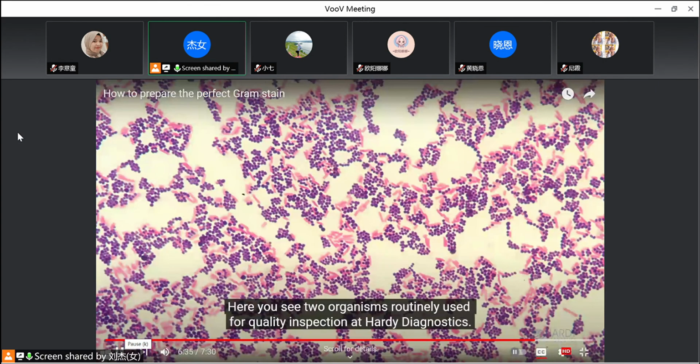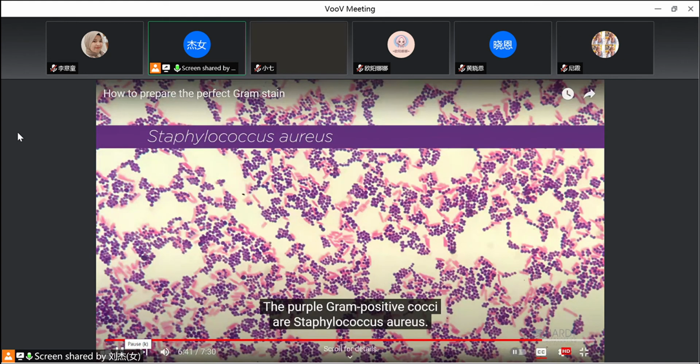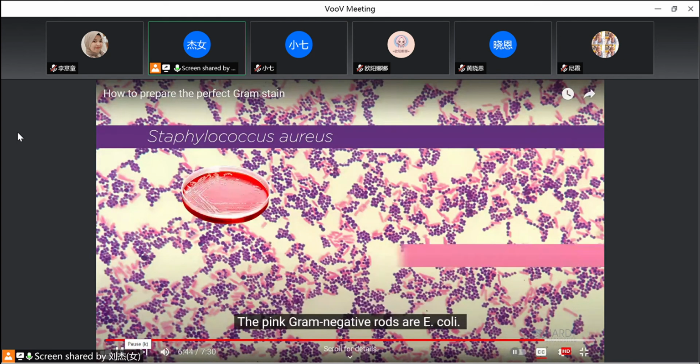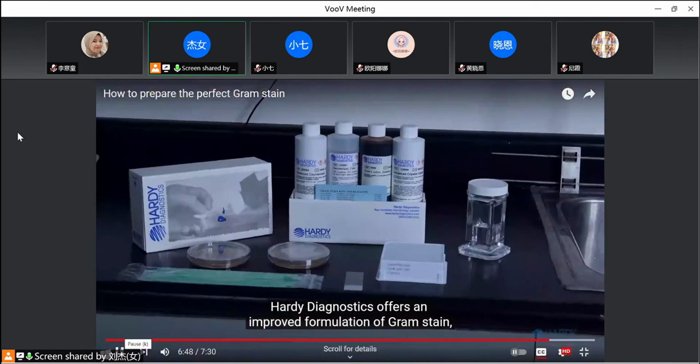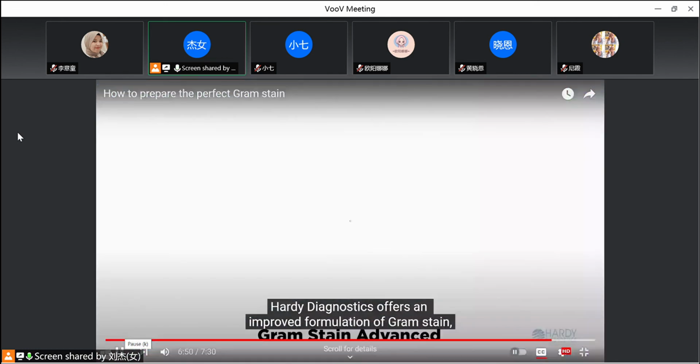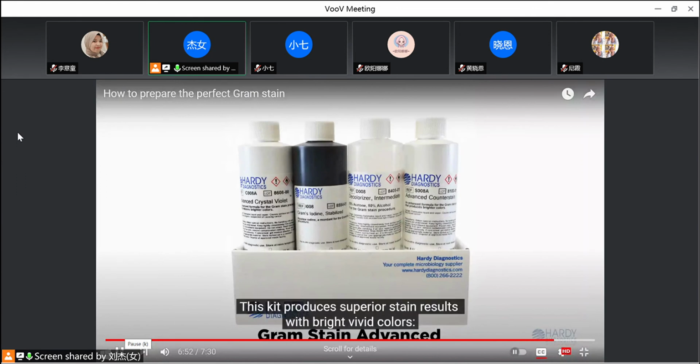Here you see two organisms routinely used for quality inspection at Hardy Diagnostics. The purple gram-positive cocci are Staph aureus. The pink gram-negative rods are E. coli. Hardy Diagnostics offers an improved formulation of gram stain called Gram Stain Advanced. This kit produces superior stain results.